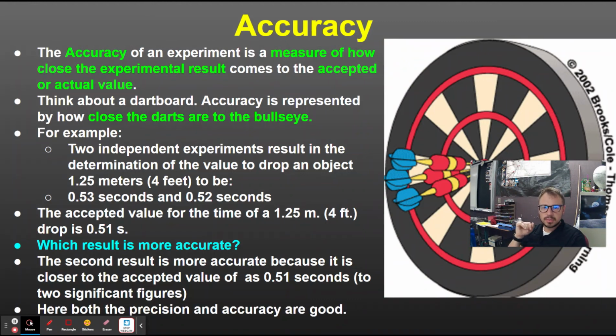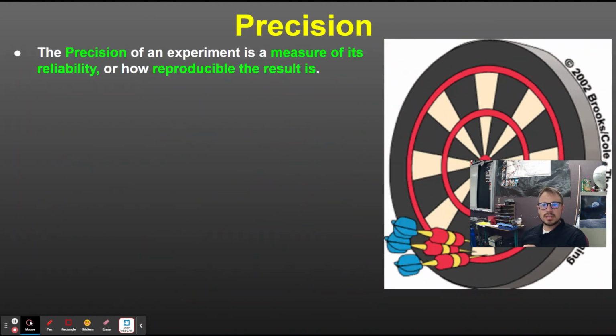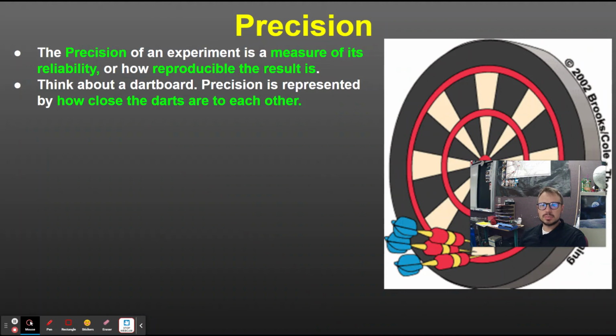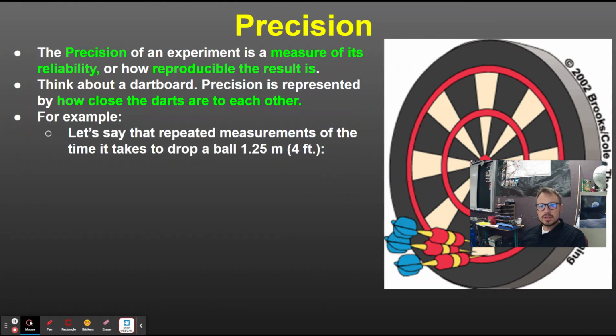You're really trying to hit that bullseye. So let's take a look at precision now. Precision of an experiment is the measure of its reliability, how reproducible the result is. Think about a dartboard. Precision is represented by how close the darts are to each other. So if we're doing that same experiment, I get all of these, right?